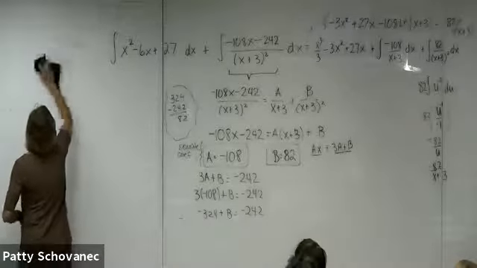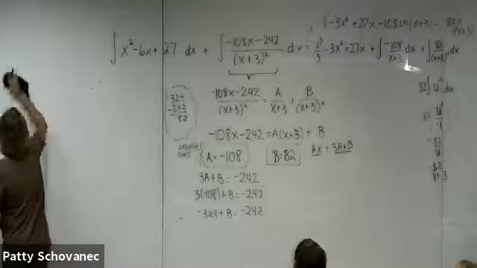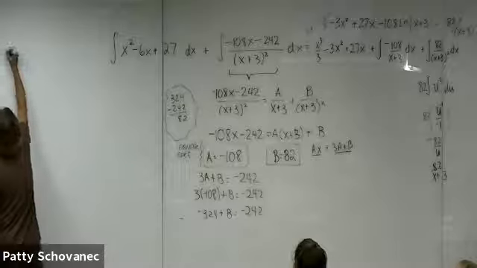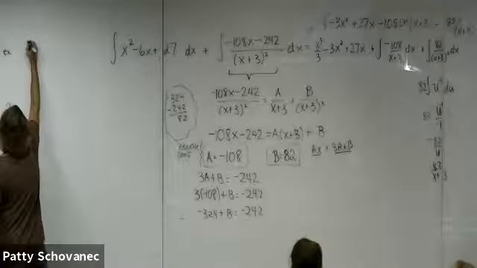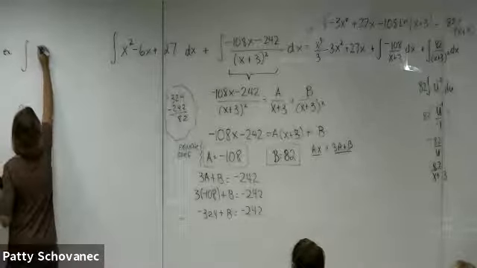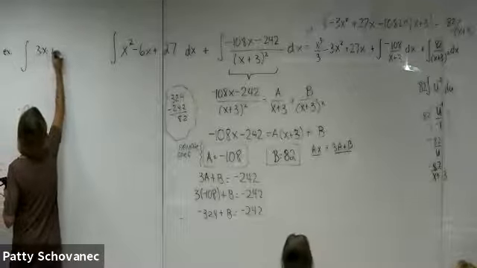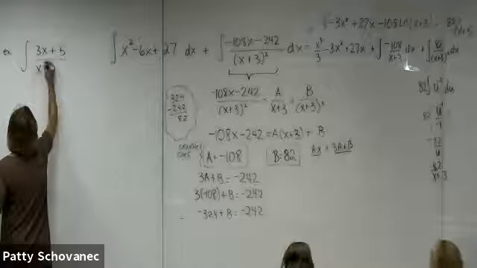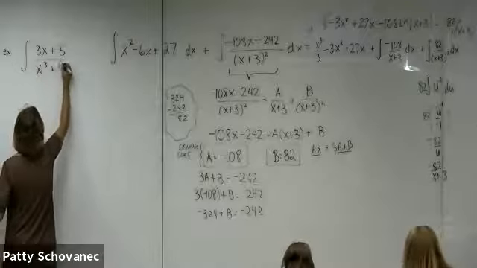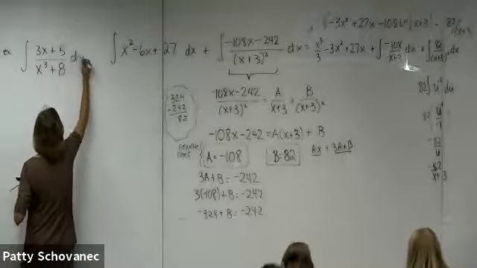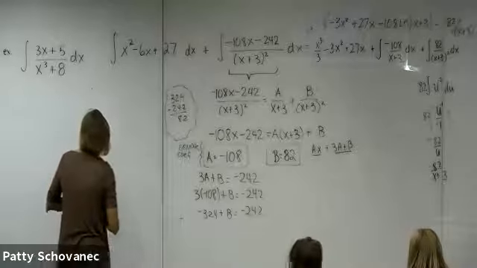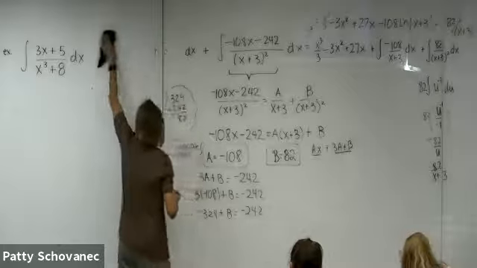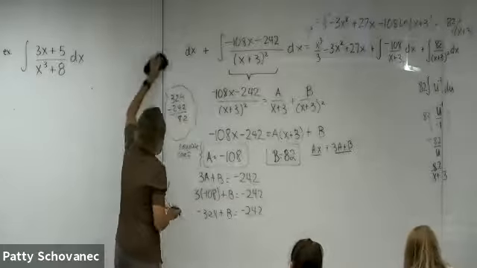All right. Let's, how about the integral of, I know that. How about 3x plus 5 over x cubed plus 8 dx? Tell me why that's a candidate for partial fractions as opposed to other techniques we have.